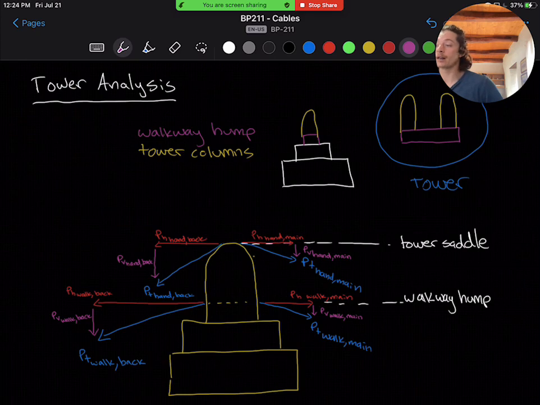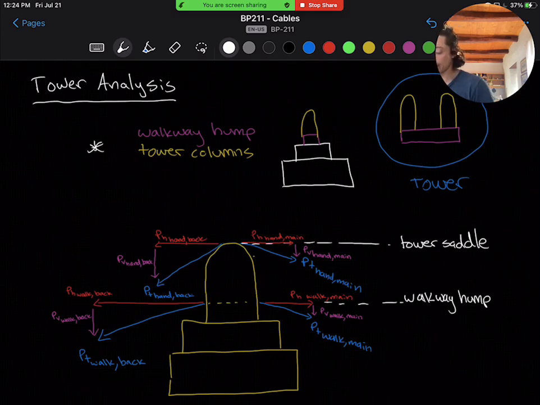When referring to a column or a tower column, I'm referring to just a single column. And I've used the different color codes here to show you the whole tower versus the separate walkway hump or tower columns in this graphic. In future lectures, we will discuss the design and associated checks for the reinforced concrete tower columns using ACI 318. However, in this lecture, we will look just at defining cable forces on a single tower column and along the walkway hump.